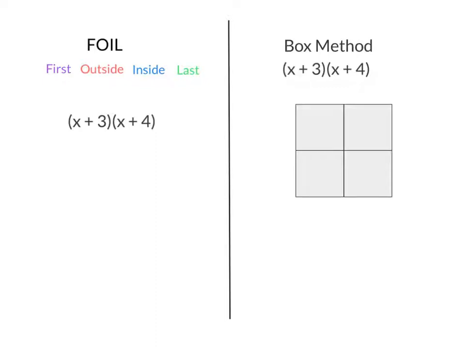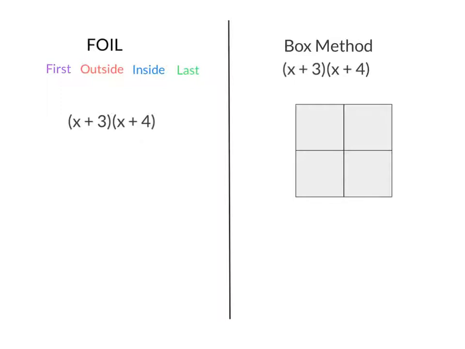And welcome. Today we're going to look at multiplying a binomial by a binomial. So I have two different methods that I want to demonstrate for you today. On the left side of the screen you're going to see the FOIL method, and on the right side of the screen you're going to see the box method. I have the same problem on both sides of the screen, and I've put them side by side for you to be able to compare.